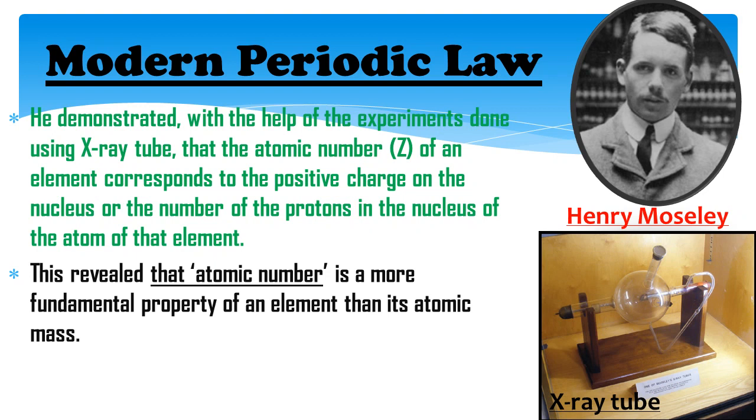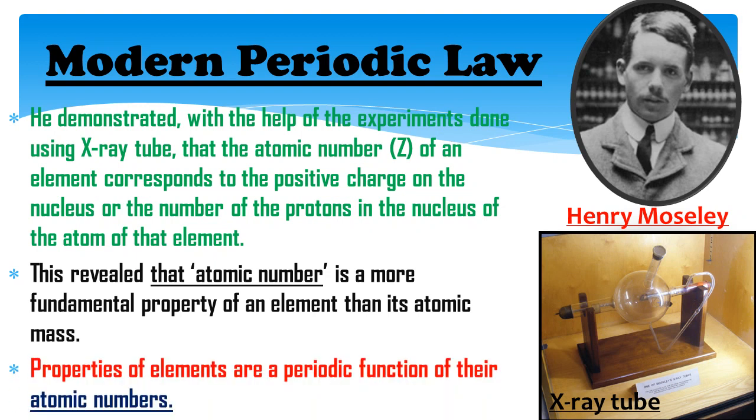Accordingly, the statement of the modern periodic law was stated as follows: properties of elements are a periodic function of their atomic number. That means the properties of an element, that is, physical and chemical properties, are related to the atomic number. Atomic number means the number of protons present in the nucleus of an atom. So this is about the modern periodic law by Henry Moseley.